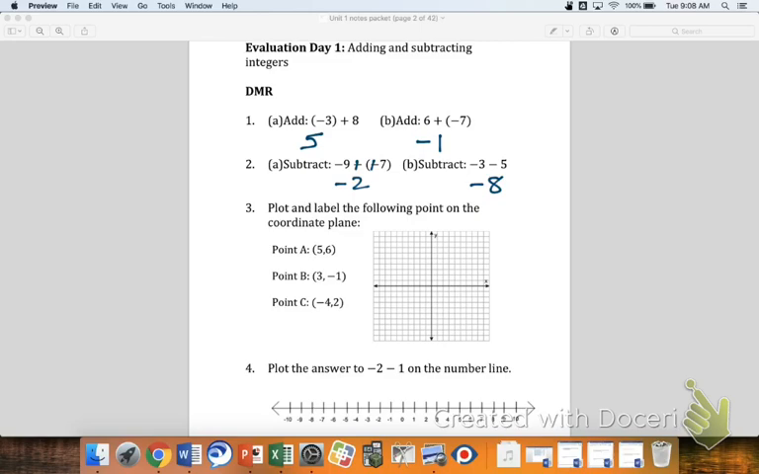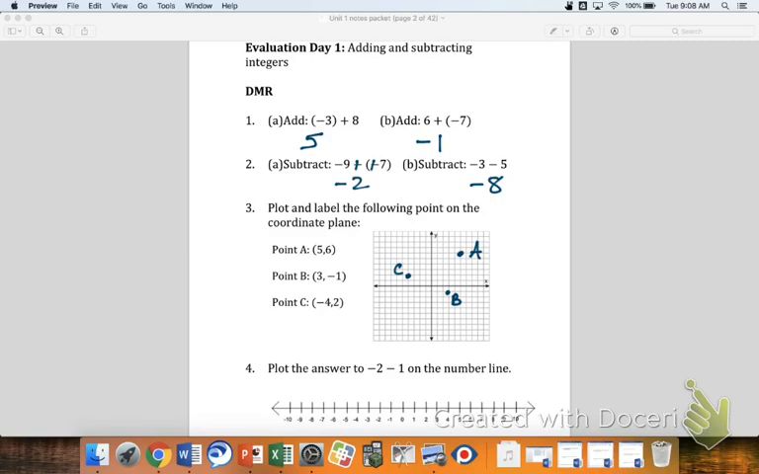And then plotting points. I'll try not to go the wrong way this time. 5, 6 would be 2, 4, 5, and then 2, 4. Did I do that right? 2, 4, 6. I think I counted up there correctly. So that would be point A. And then point B is 3, comma, negative 1. So 1, 2, 3, and then negative 1 is right about there. And then negative 4, 2, 3, 4, and then up 2 would be right about there. Okay, what do you think about that? A, B, C. Any questions?